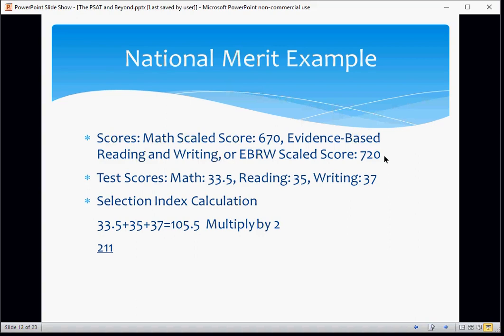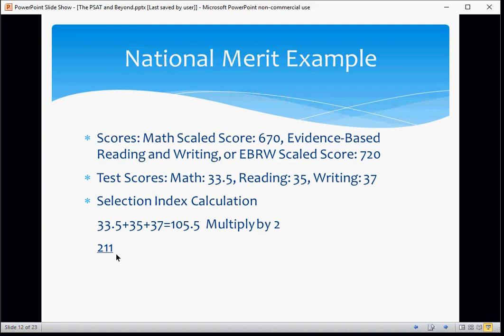The selection index for the National Merit Program is where basically you take these three numbers, 33.5, 35, and 37, add those three together. In this case, we will get 105.5. Then we multiply that number by 2 to get the selection index number. In this case, it is 211. That number, in this case 211, is probably good enough for a student to be commended, which is an honor, but not high enough for the student to be a semifinalist in the National Merit Scholarship.